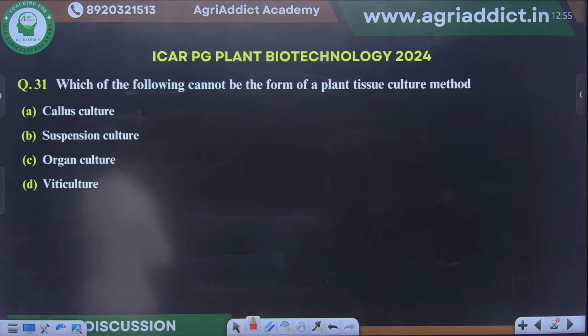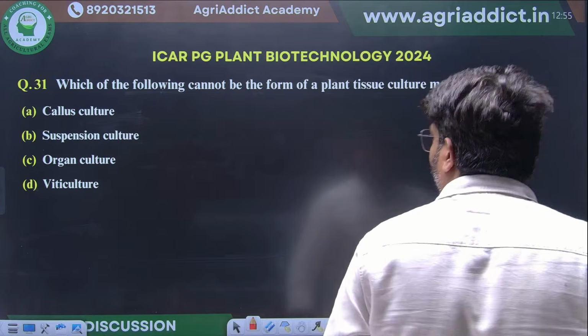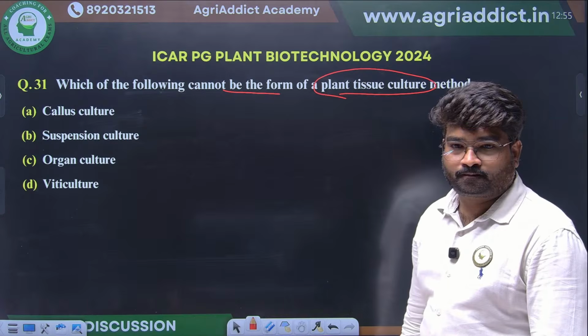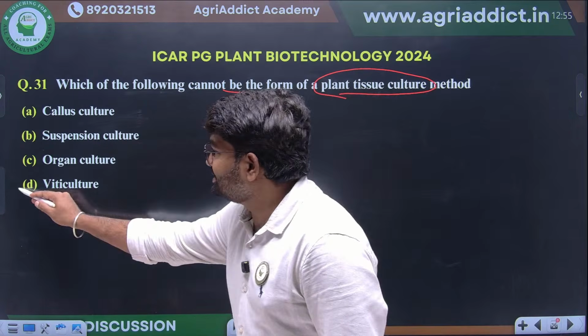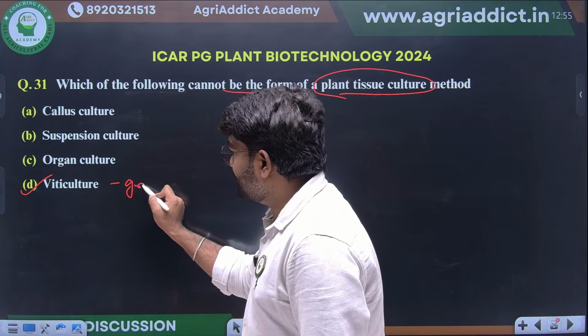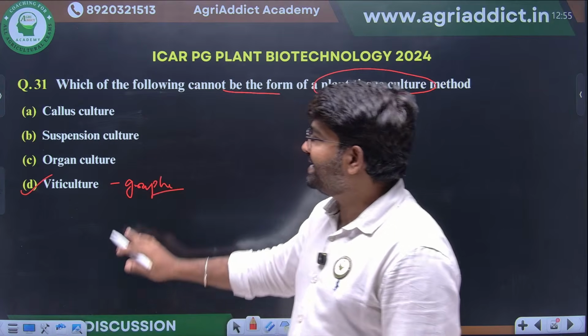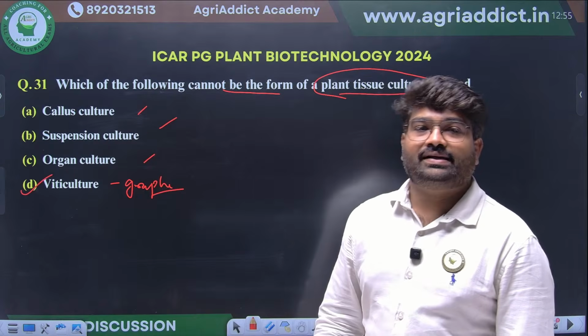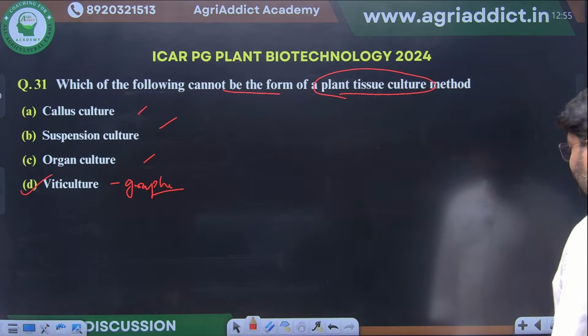Which of the following cannot be a form of plant tissue culture method? What will be the right option? Yes, D. Excellent. D is grape cultivation. It is not a tissue culture method. Callus culture we can do, suspension culture we can do, organ culture also we can do. So the right option is viticulture.